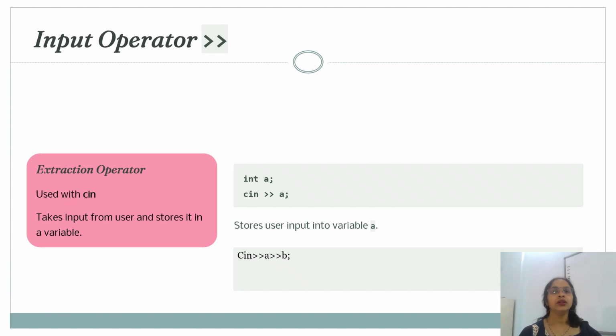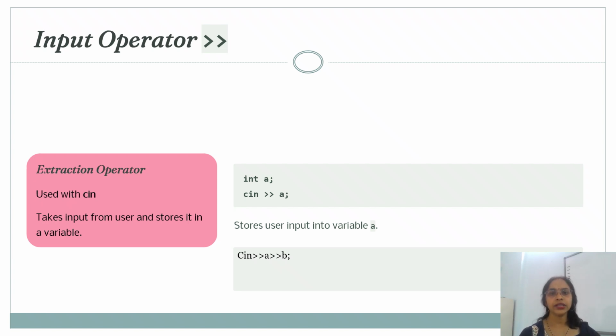Input operator, this is called the extraction operator. Cout is used with the insertion operator, and the operator used with cin is called the extraction operator. Here we see cin a, which means it takes the input from the user and stores it in the variable a. Here we declared a as an integer type, and by writing cin extraction operator a, it takes the value and stores it in a.